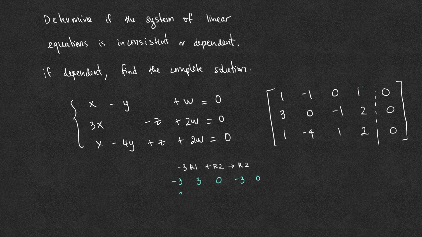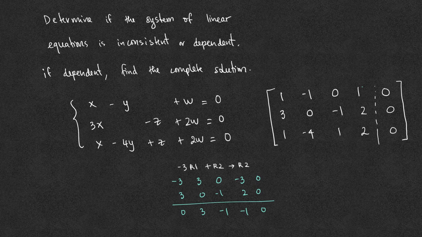And row 2 is 3, 0, negative 1, 2, 0. Adding the two column wise, we'll get 0, 3, negative 1, negative 1, 0. And this will go to row 2.